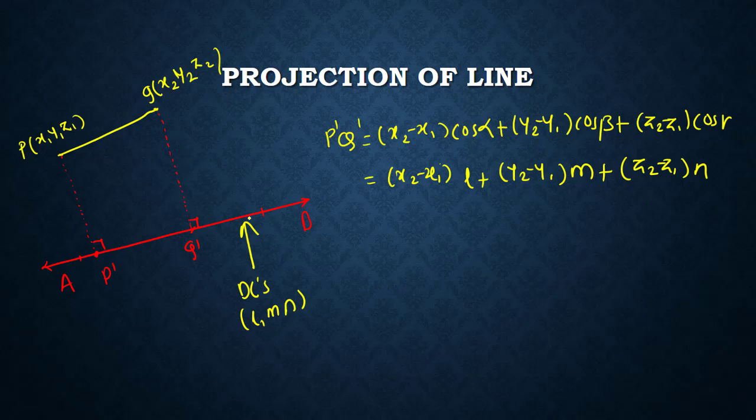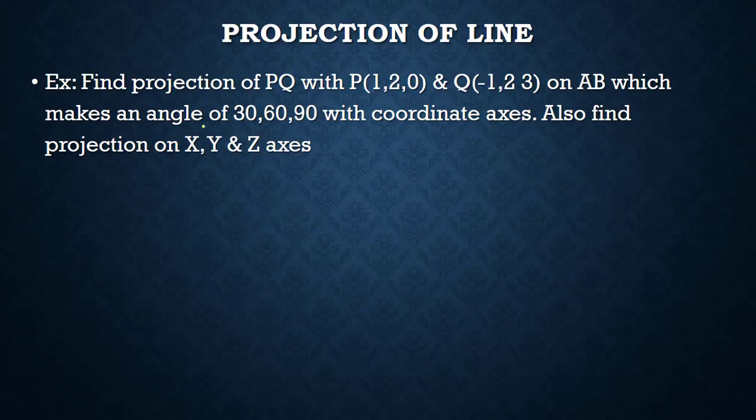So this is our important formula. The only thing you have to remember is that these L, M, N are the direction cosines of the segment AB. Okay, so let's start the question. Find the projection of PQ, with P coordinate given, Q coordinate given, on AB, which makes angles of 30, 60, 90 with the coordinate axes. Also find the projection on X, Y and Z axis.